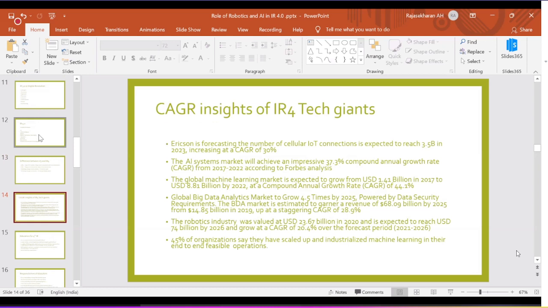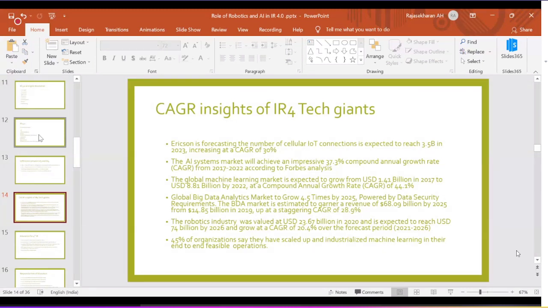Okay. And in IR4, these are some of the important points where I've taken the compound annual growth rate of particular industries. Ericsson is a telecom network service provider; they assist telecom service providers like Airtel, etc. So they are into networking. They support these companies. Because of IoT, they are expecting to reach 3.5 billion in 2023, and they are expecting IoT to grow at a compound annual growth rate of 30%.